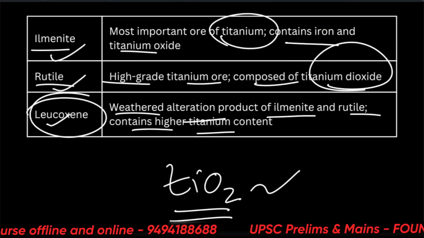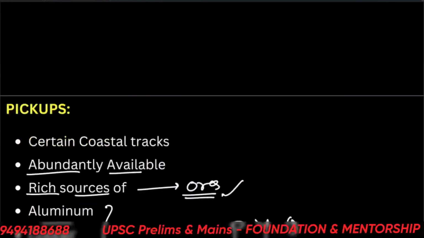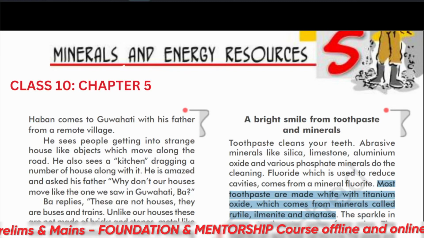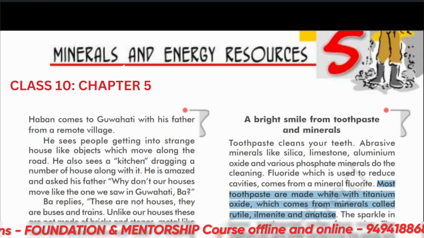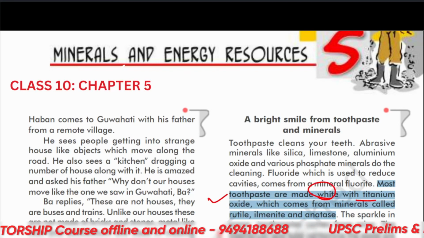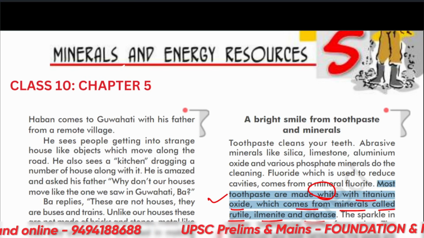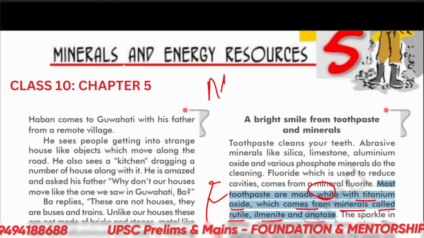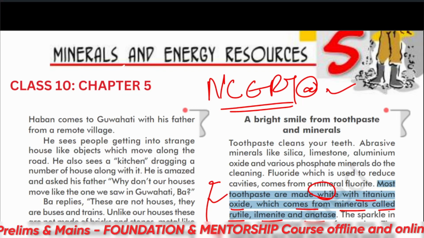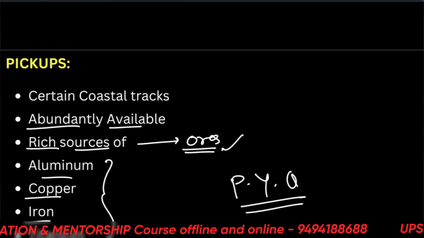Okay. Let's come back to the NCERT quickly now. NCERT mentioned this in class 10 chapter 5 of geography. NCERT has directly mentioned that most toothpastes are made white with titanium oxide, which comes from minerals called rutile, ilmenite, and anatase. So this is from where you could have directly solved this question. Okay, so please read NCERT carefully. So that is today's lecture.